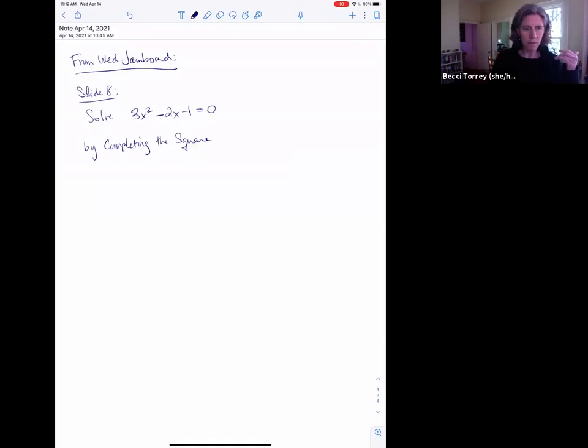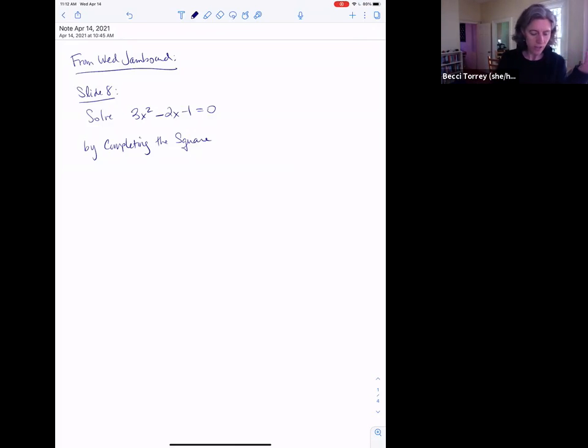So we're just going to go through a couple of the problems from the Jamboard. First of all, this is a question about completing the square. Completing the square is pretty cool. It's a fun technique that ties together different things that we've been doing, like reverse factoring and solving equations. It's also where you get the quadratic formula.